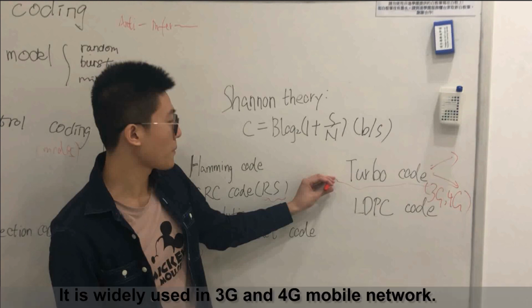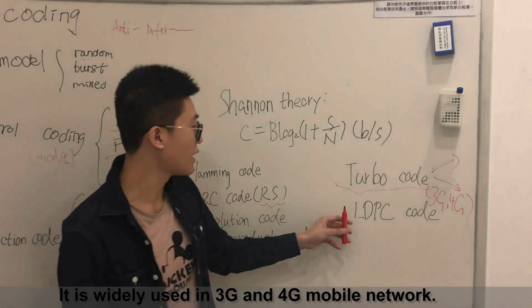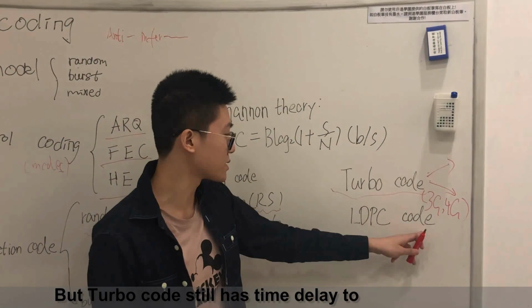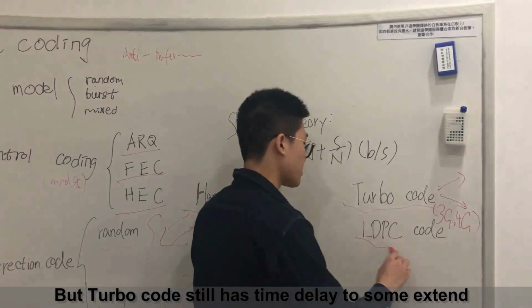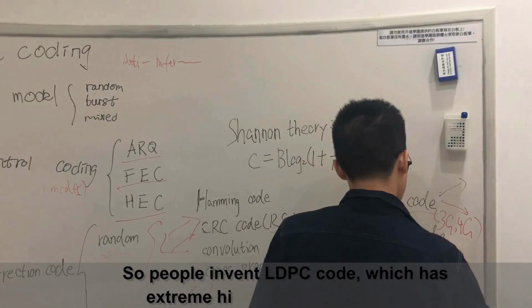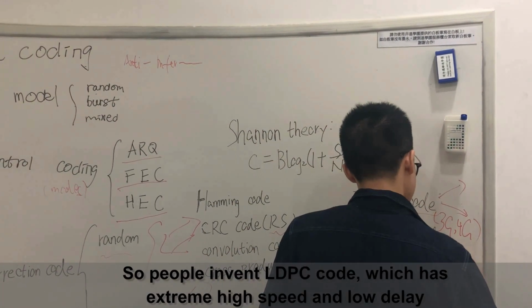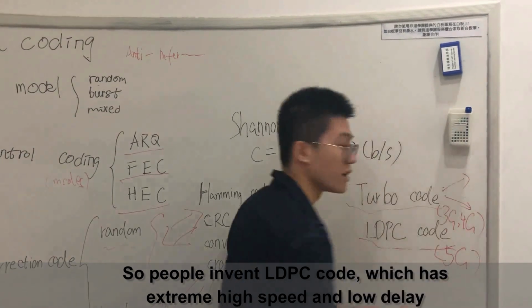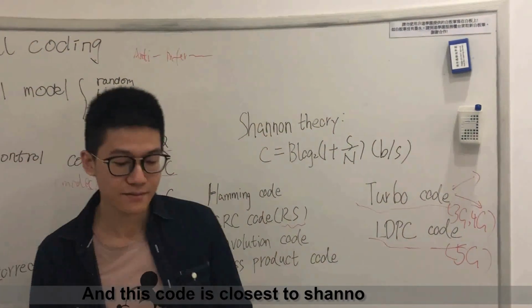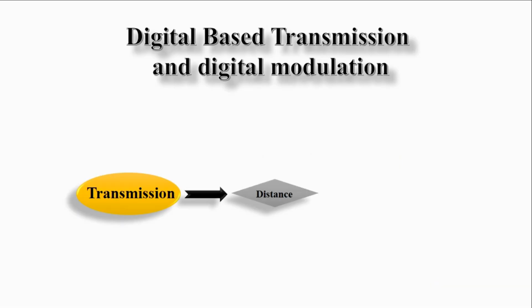It is widely used in 3G and 4G mobile networks. But turbo code still has time delay to some extent, so people invented LDPC code, which has extremely high speed and low delay, and this code is closest to the Shannon limit.